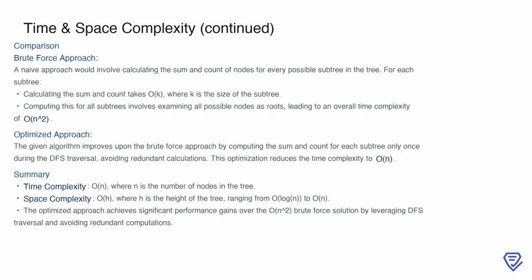In contrast, the optimized approach avoids redundant calculations by computing the sum and count for each subtree only once during the DFS traversal. This drastically reduces the time complexity to O(n). In summary, the optimized solution achieves significant performance gains over the brute force approach by leveraging DFS traversal to minimize redundant work. The time complexity is O(n), and the space complexity is O(h), where h is the height of the tree, ranging from O(log n) to O(n), depending on the tree's structure.